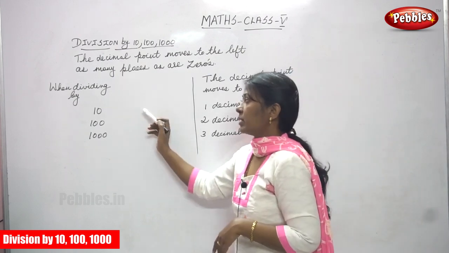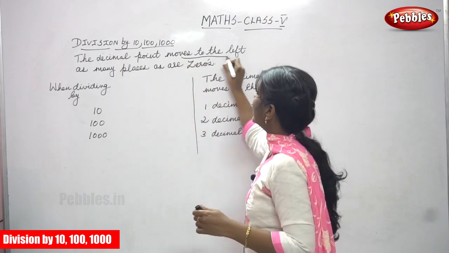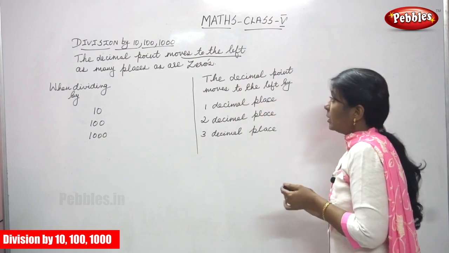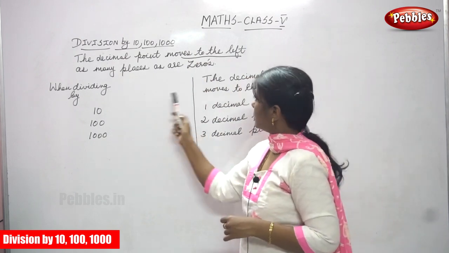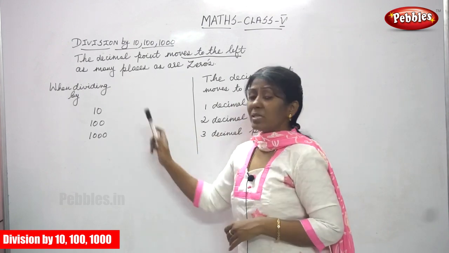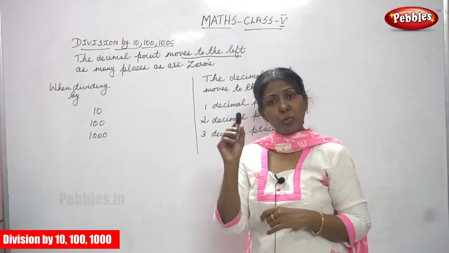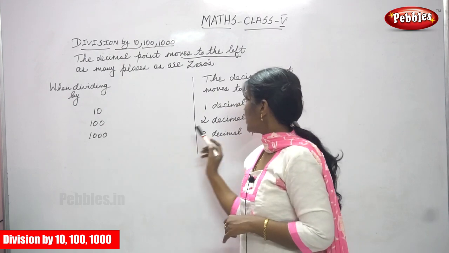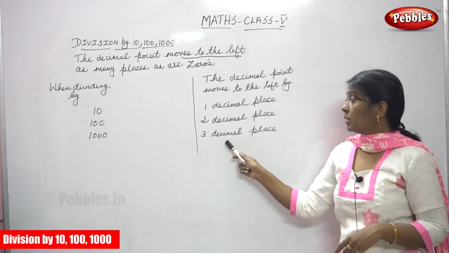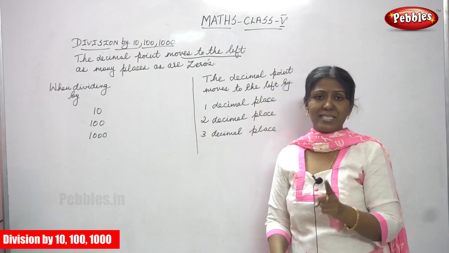So when dividing by 10, 100 and 1000, the decimal point moves to the left, as many places as the zeros. Now when dividing by 10, the decimal point moves to the left by, 10 means you have to move only what? One decimal place. And 100 means you have to move two decimal places. Then 1000 means you have to move three decimal places. So when dividing by 10, you have to move only one decimal place.